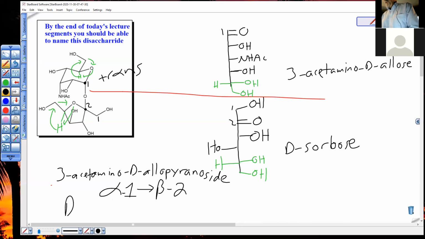And then the other sugar is D-sorbo. Is it a furanose or a pyranose? It's a furanose, ring size 5. Is it a furanose or a furanoside? Go to this carbon. Is it an acetal or a hemiacetal? It's a geminal diether, acetal. Acetals end with oside. There's your final answer.